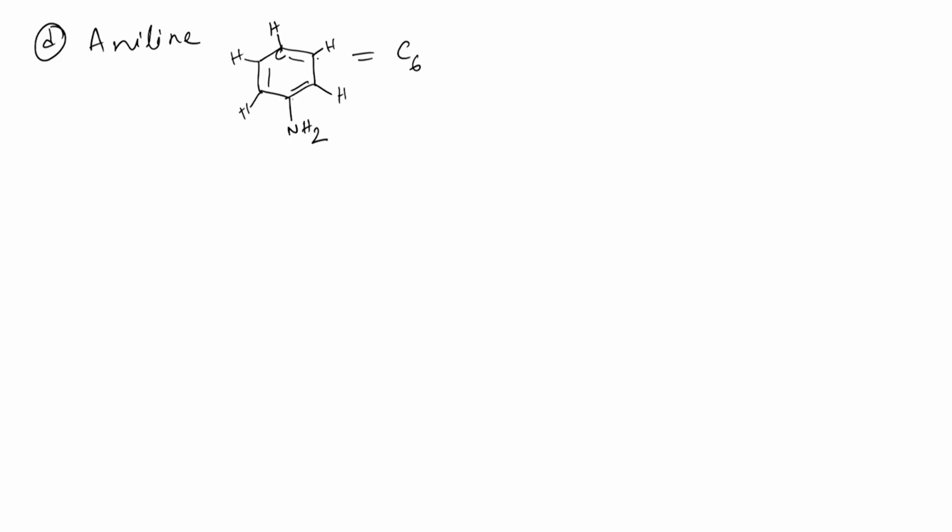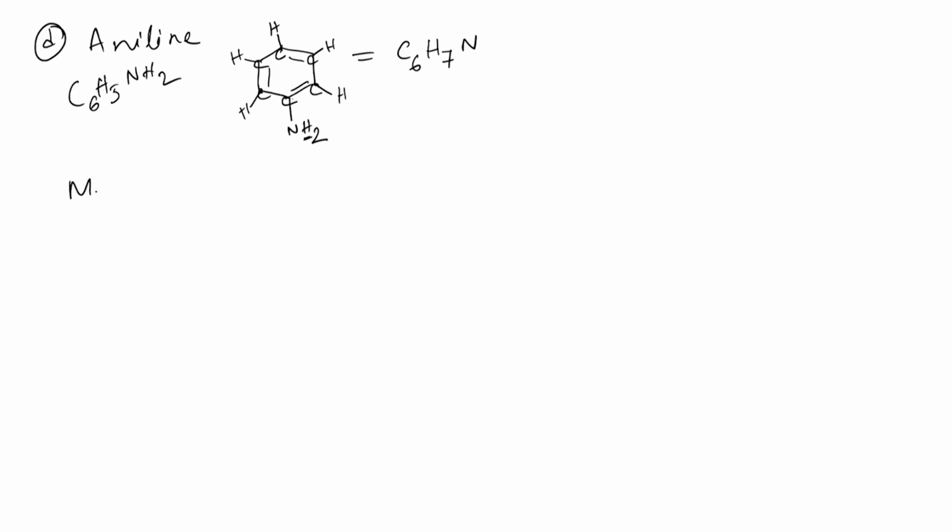Okay, and these are carbon. So, there are 5 hydrogen, plus NH2 has 2 hydrogen. So 7 hydrogen, and we have 1 nitrogen. So C6H7N. This is the molecular formula of aniline. It is generally written as C6H5NH2.